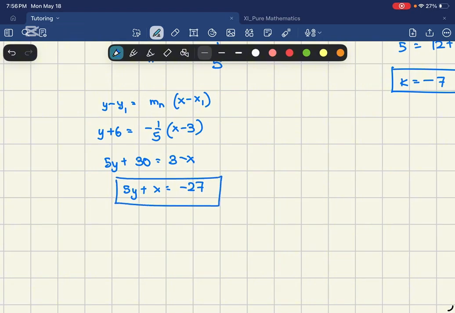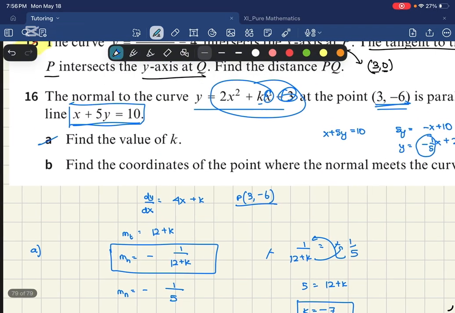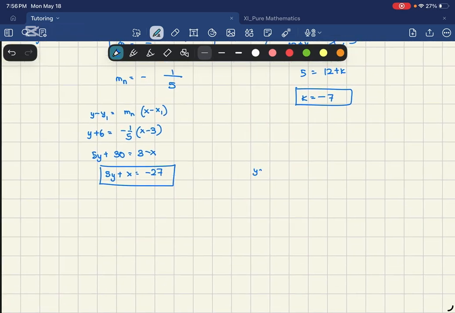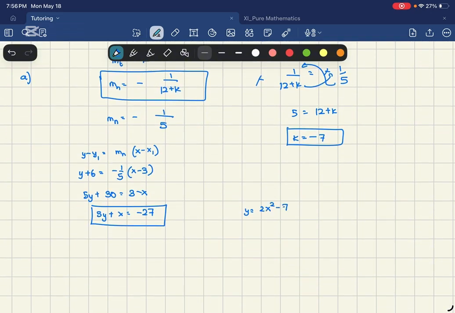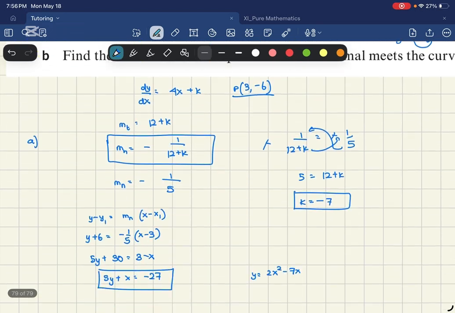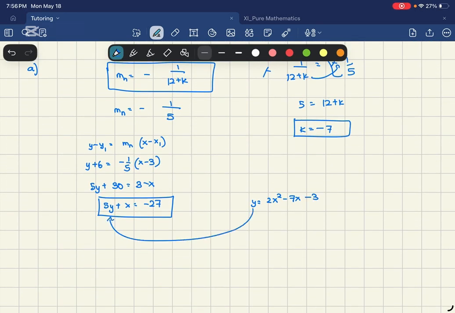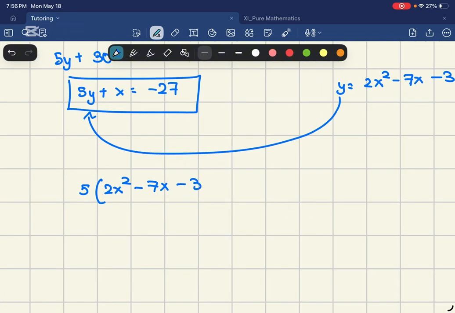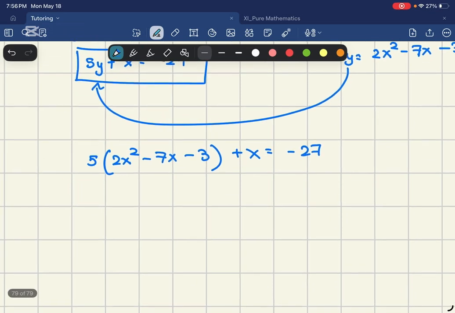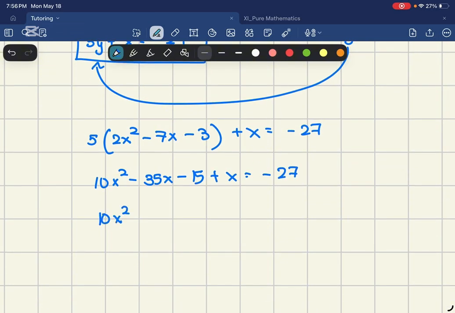Alright. So we know that this is the equation of the normal. And the equation of the curve is going to be y is equal to 2x squared minus 7x, because k is negative 7, minus 3. So substitute this value of y here. 5 times (2x squared minus 7x minus 3) plus x is negative 27. So you get 10x squared minus 35x minus 15 plus x, negative 27. That is 10x squared minus 34x. And then you have minus 15 plus 27.